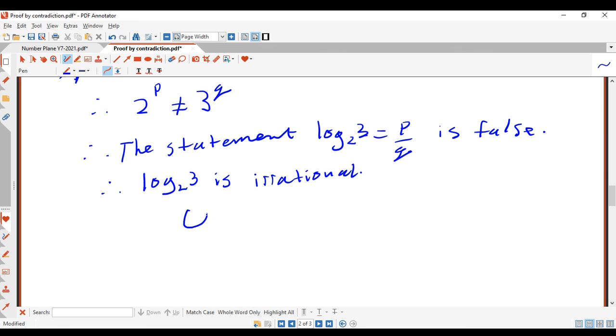Okay, sometimes at the end of these proofs they put QED, which is Latin, quod erat demonstrandum, which means I proved what was required.